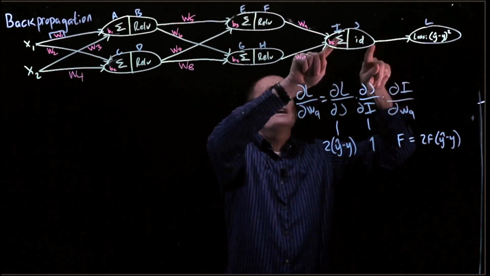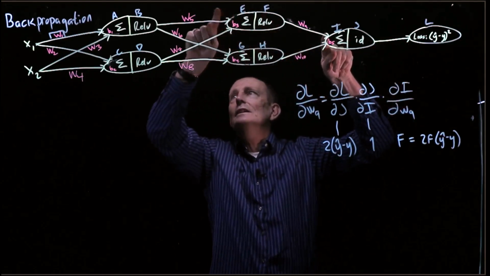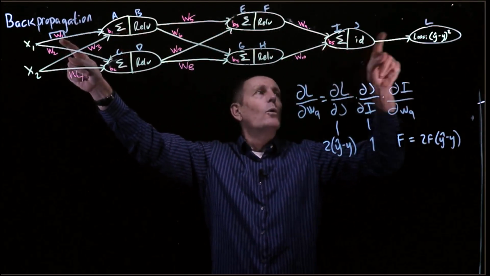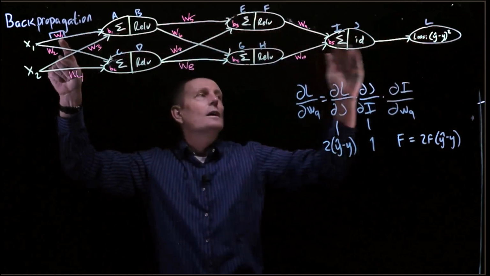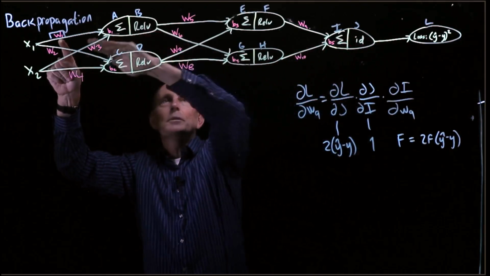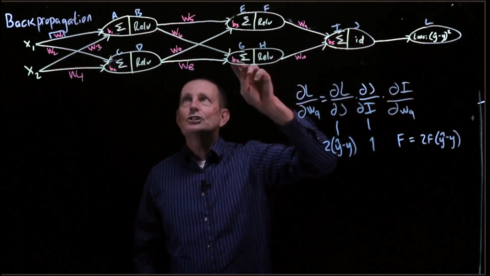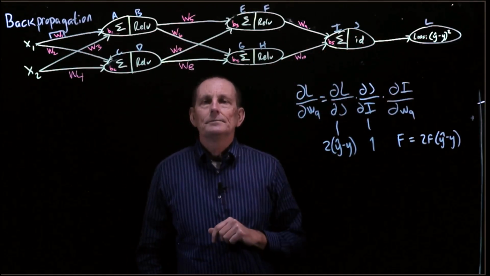So we can go L to J, J to I, up top now, I to F, F to E, E to B, B to A to W1. Or we can also take another path. So this path went up along the top. Another path goes down and then up. So it goes L, J, I, H, G, B, A to W1. So now we get two paths.